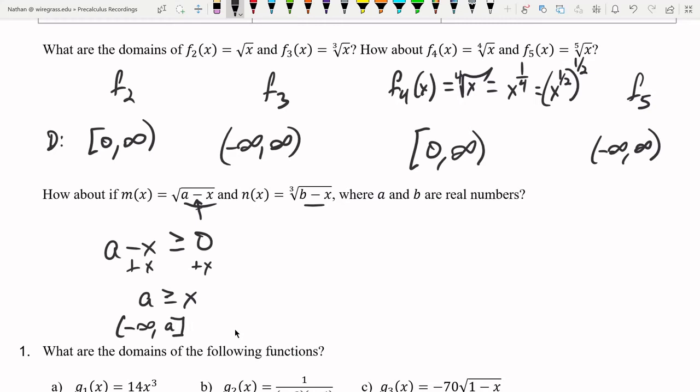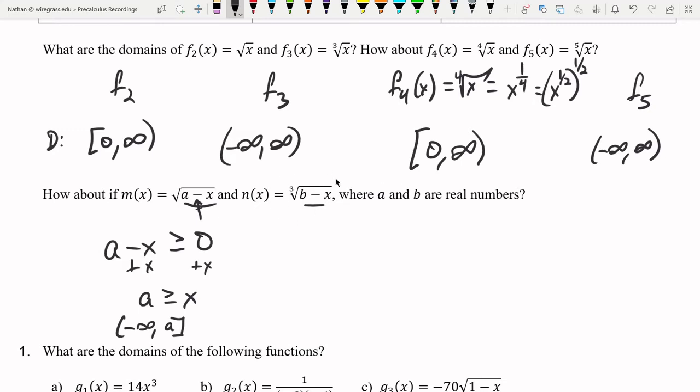So if a is negative, no positive values are fine. If a is some very large positive number, like for instance 1,000, then all the positives from 0 to 1,000 are going to be fine, but everything above that is going to be an issue.